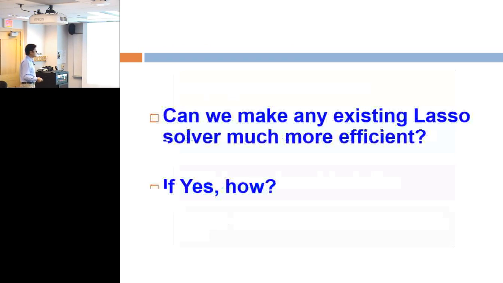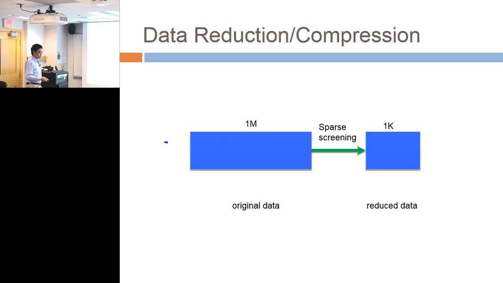So in the past few years, we've been trying to answer two questions. The first one is, can we make any existing Lasso solver much more efficient? And the second question is, if yes, how? We spent the last 3.5 years answering those two questions. And it turned out that we got pretty good results, and our method works very well in real applications.